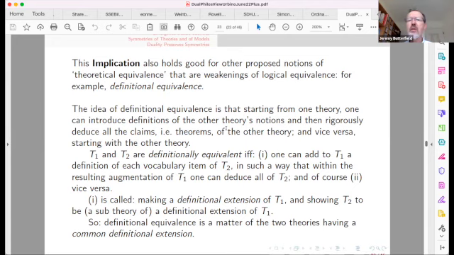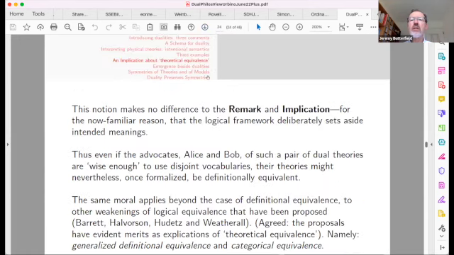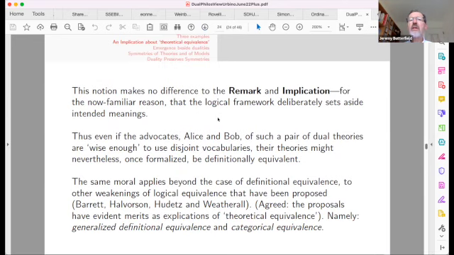And one thing that is weaker than logical equivalence is what Glymour in 1970 brought to the philosopher's attention, which Sebas discussed, as I recall, on Wednesday. It's this definitional equivalence, or having a common definitional extension. We simply comment that introducing this weakening of logical equivalence will make no difference to the line of thought that I have been urging on you. And the reason is the logical framework deliberately sets aside intended meanings. Okay, so we can come back to that in discussion if people want.